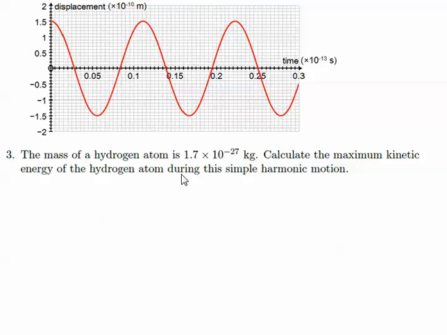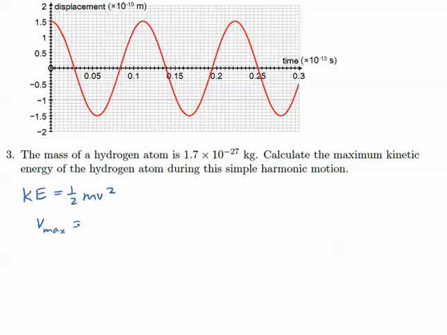Question 3, we have to calculate the maximum kinetic energy of the hydrogen atom. And to do that, we're going to have to remember the formula for kinetic energy, which is half mv squared. And the mass we're given, it's 1.7 times 10 to the negative 27. So it's the velocity that we're going to have to calculate. And because we want the maximum kinetic energy, we're going to want the maximum velocity.